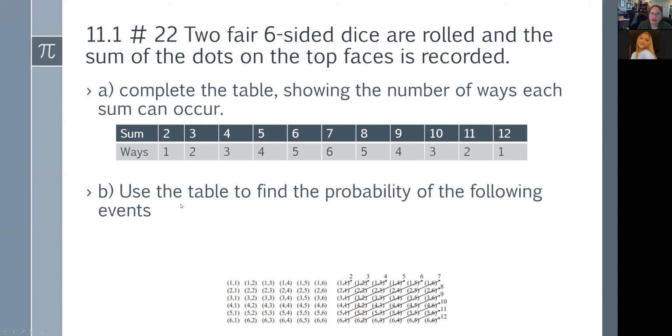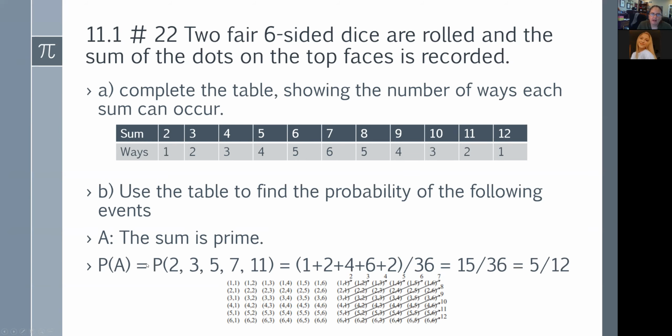Use the table to find the probability of the following events. Event A, the sum is prime. Well, if you roll and the sum is prime, then you must have gotten a sum of 2 or 3 or 5 or 7 or 11. So I figured out how many ways there are to get a sum of 2, 3, 5, 7, or 11. I know there was 1 way to get a 2, 2 ways to get a 3, 4 ways to get a 5, 6 ways to get a 7, and 2 ways to get an 11. And there were 36 different outcomes in the sample space. So that was 15 out of 36, which reduces down to 5/12.